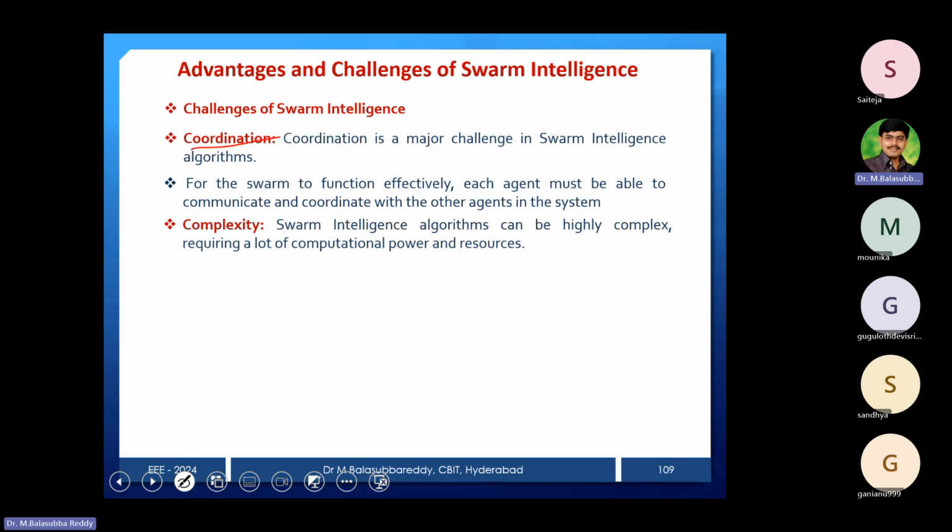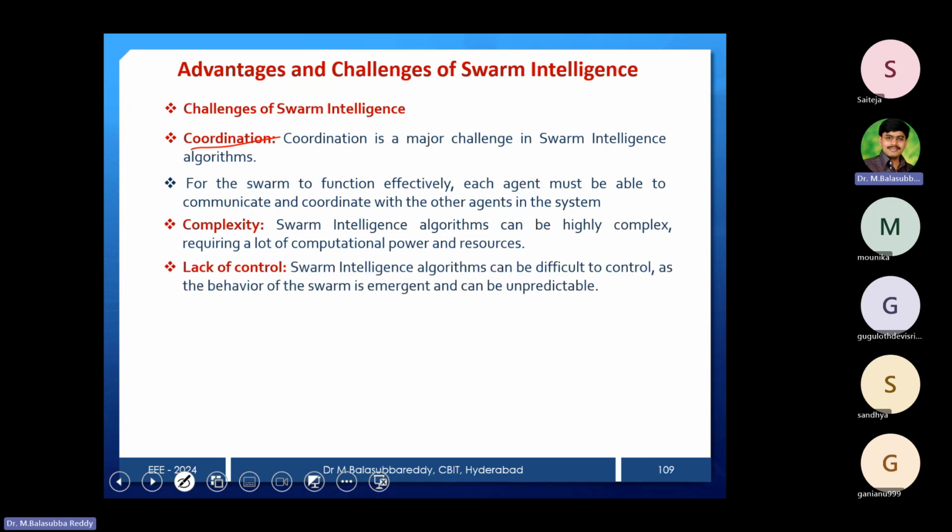And complexity, because we need to solve highly complex problems. Heavy computational processing is involved. For that, power and resources are also required. Lack of control: it is difficult to control, and the behavior of the swarm is emergent and can be unpredictable. Sometimes we cannot predict the swarm behavior. All these things may change based on the environment. They can adjust, but that is also a challenge we need to handle in the proper way.